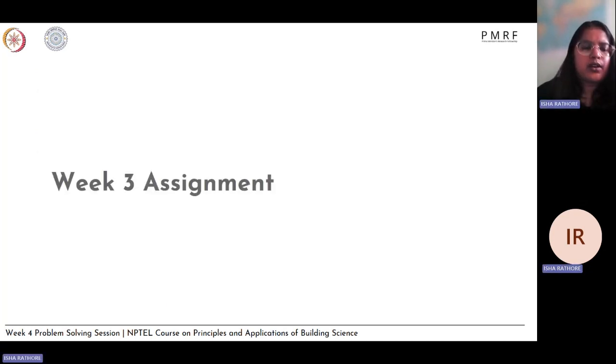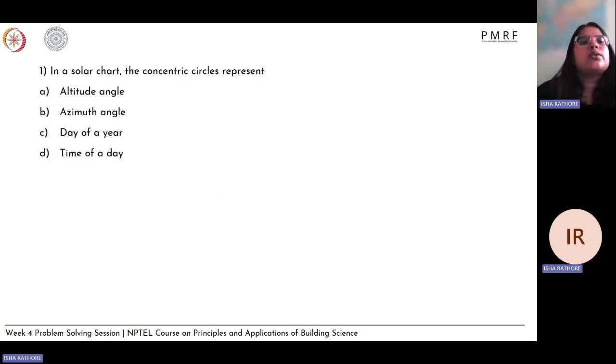So moving on to the week 3 assignment. Because the deadline for the submission of the week 3 assignment has passed, you can also look up the solutions which are available. So we will now discuss the week 3 assignment for this run of the course. The first question is, in a solar chart, the concentric circles represent A, altitude angle, B, azimuth angle, C, day of a year, or D, time of a day.